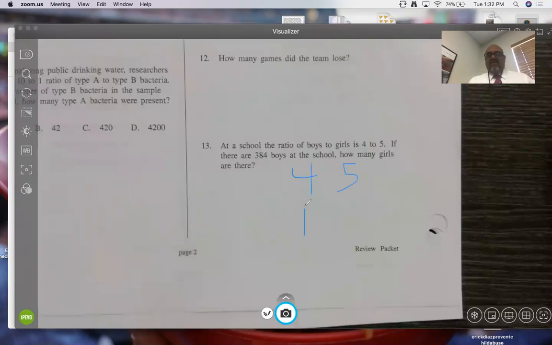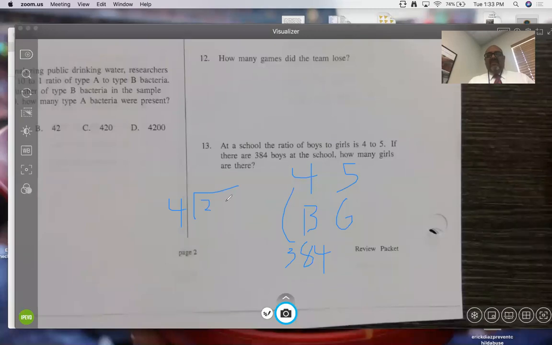4 boys, and we have 5 girls. Now I know that there are 384 boys. Okay, how many girls work in there? Let's just go ahead and do a basic multiplication problem just to help us out.